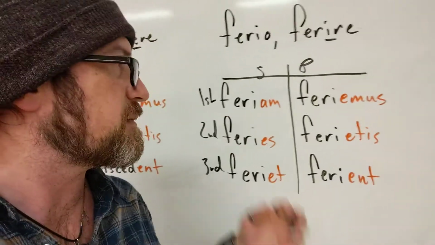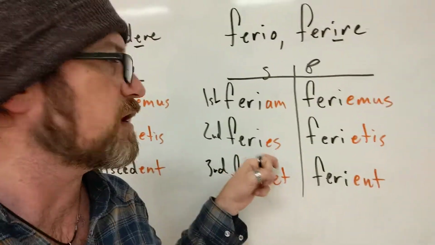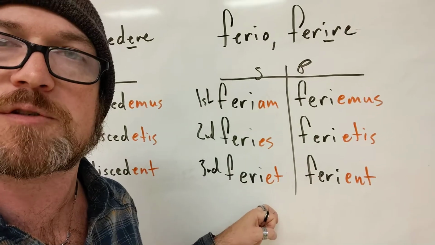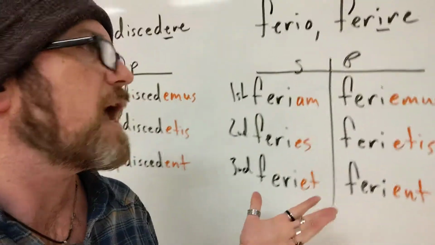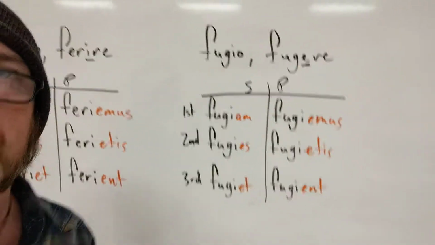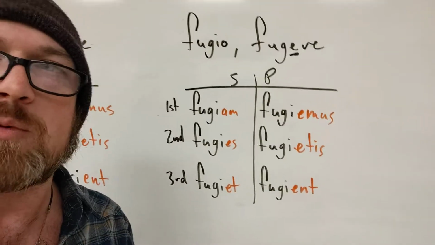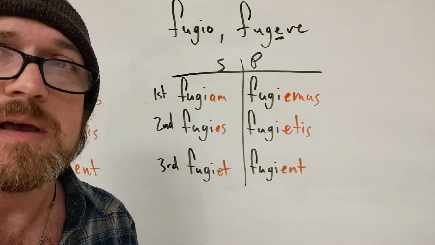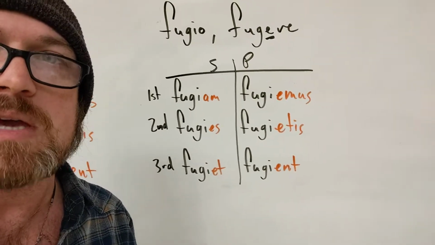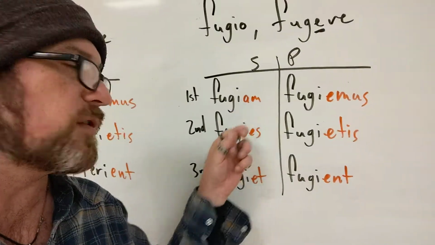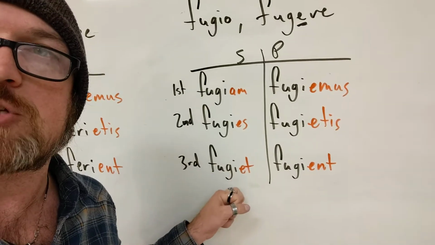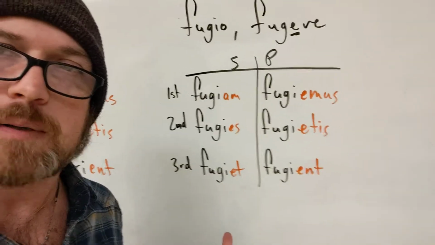All right? So this would be like, I will strike down, you will strike down, he, she, it will strike down, etc. And it's the exact same for a third IO, like fugio, to flee, okay? Where you would have had fugio, fugis, fugit, you get fugiam, fugies, fugiet, all right? I will flee, you will flee, he, she, it will flee, etc.